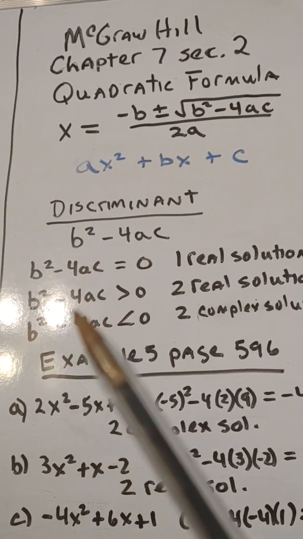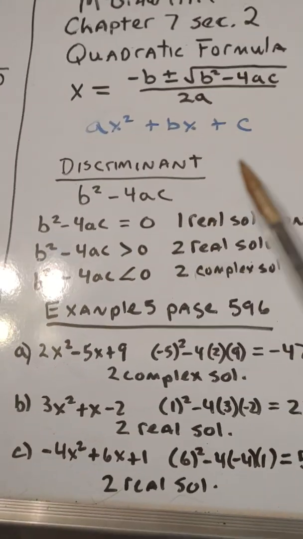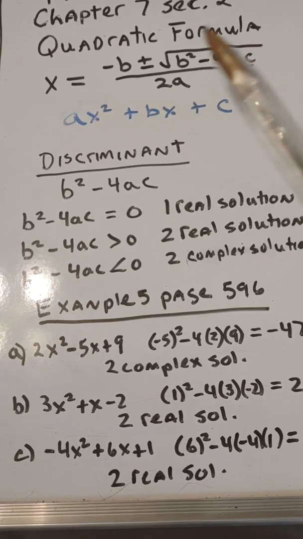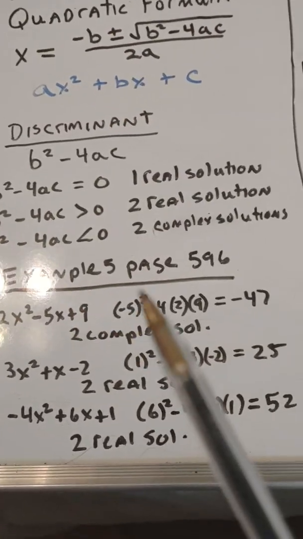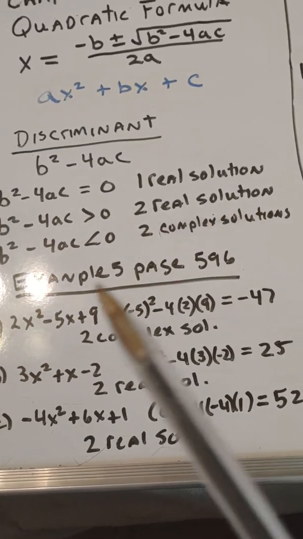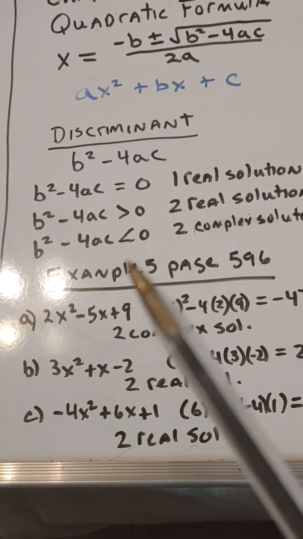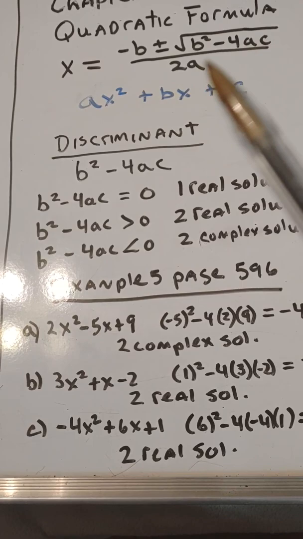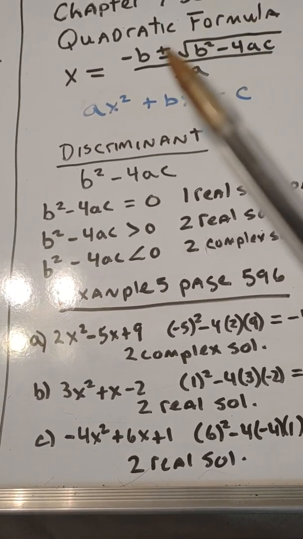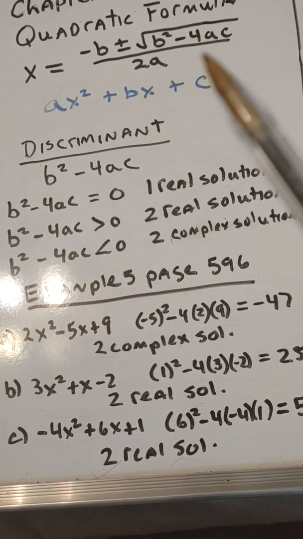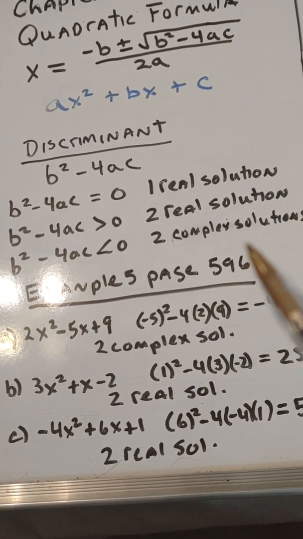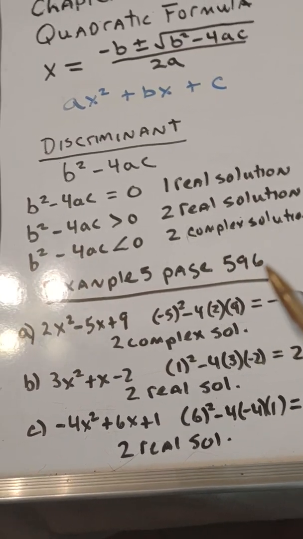If b squared minus 4ac is greater than 0, then this becomes the square root of a positive number, which means we have plus or minus, which means we have two real solutions. If b squared minus 4ac is less than 0, meaning negative, then this becomes imaginary, which means we have a real added and subtracted to imaginary, which makes it complex, two complex solutions.